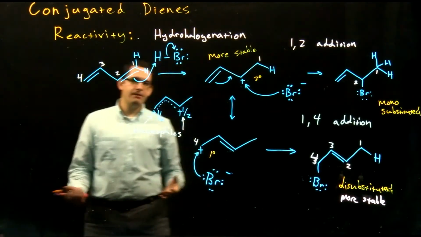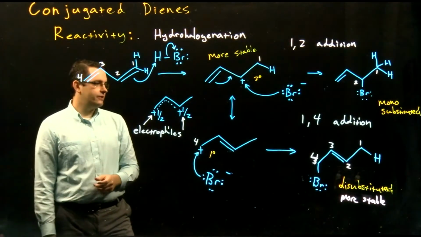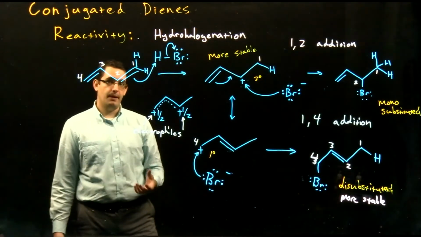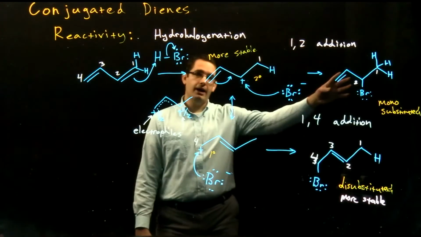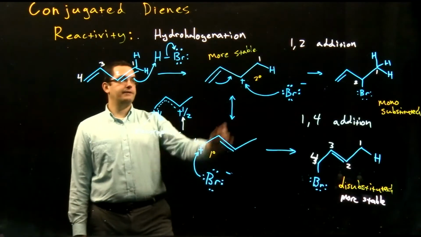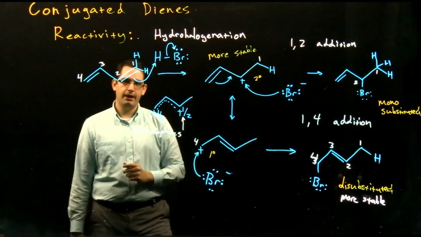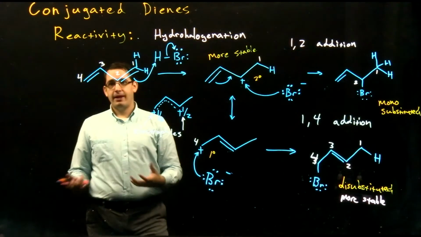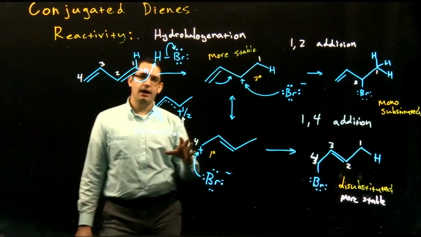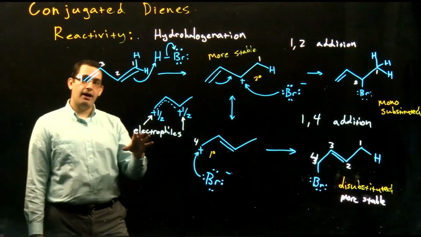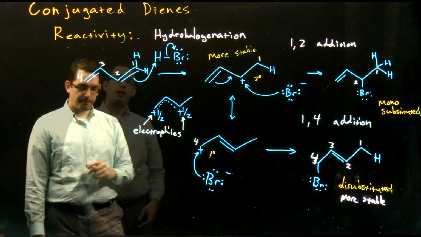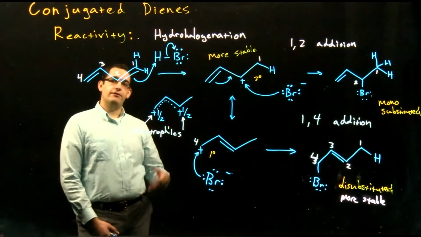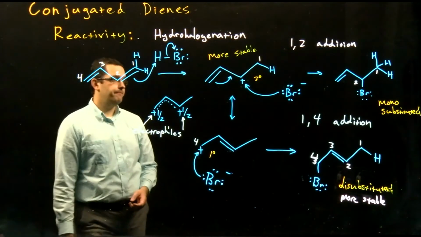Now at this point you might be feeling a little bit confused, right? So I just told you that this product was more likely to form because it's the more stable product, but this product was more likely to form because it has the more stable intermediate. Now the truth is that both can form, but it just depends on the environment that we're doing our reaction in. The main environmental effect that we're going to consider is the role of temperature in this reaction.